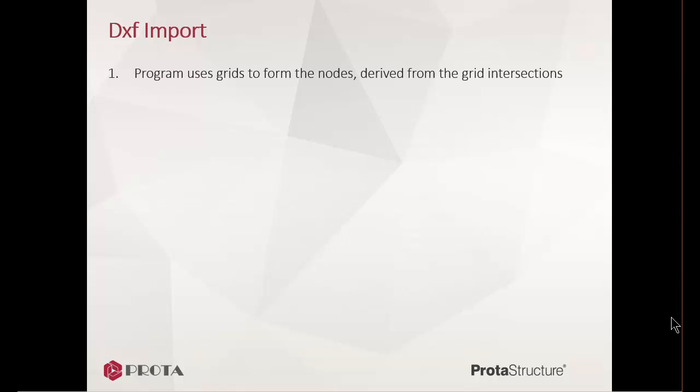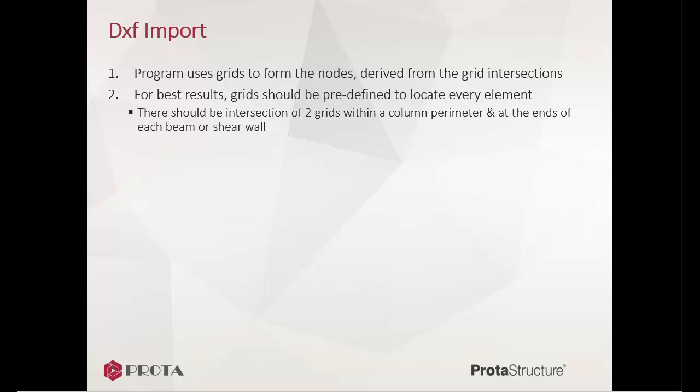The program uses grids to form the nodes, derived from the grid intersections. For best results, grids should be predefined to locate every element. This means that ideally, there should be an intersection of 2 grids within a column perimeter, and at the ends of each beam or shear wall. There should be a grid along the beam and wall longitudinal axis. If grids do not exist, the program will try to automatically create them during the import.